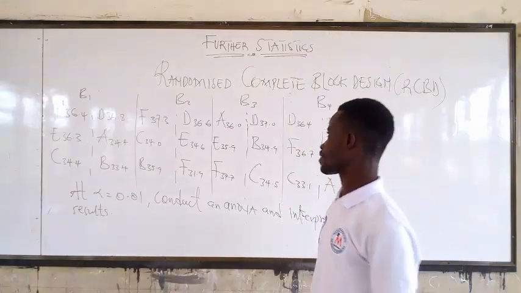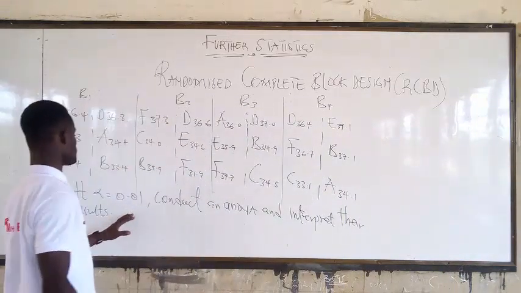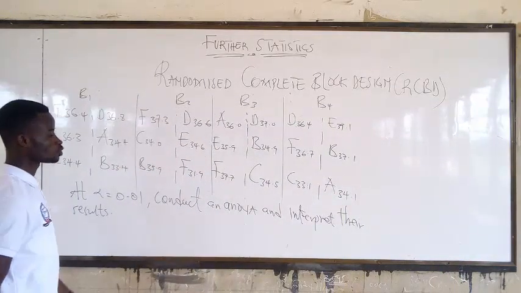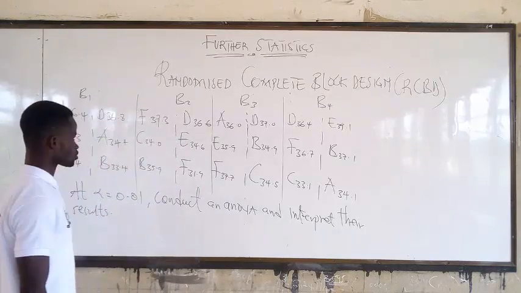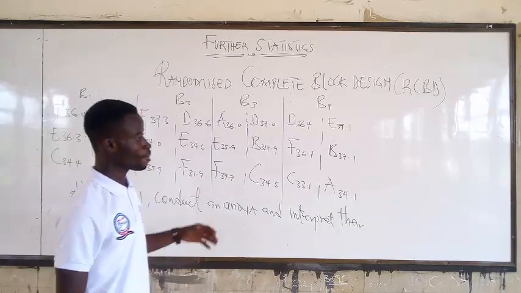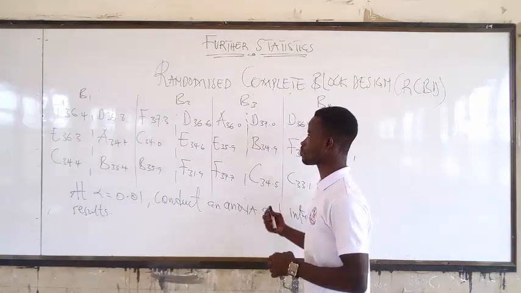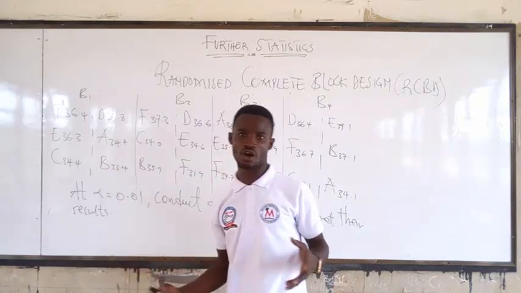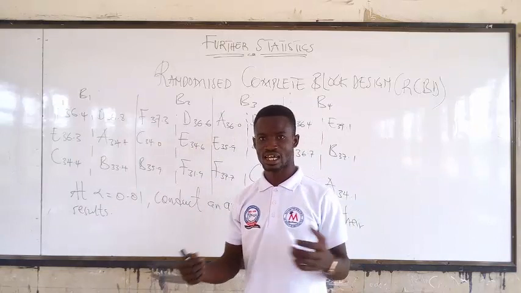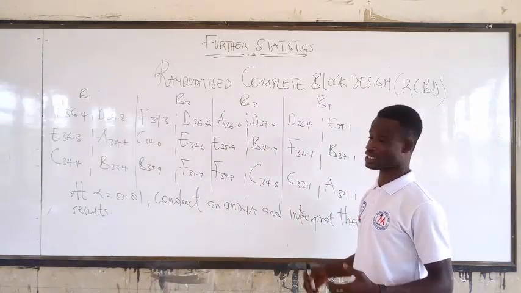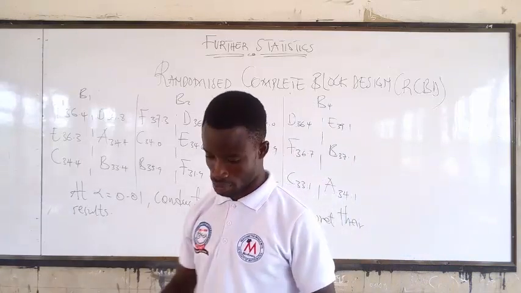Alright, so we have a question on our board and we are going to use an alpha level of 0.01 to conduct an ANOVA and interpret the results. In the question you hear the word samples, and the treatments are being compared. That will let you know that it is talking of a block design. Alright, so let's see how we are going to go about it.